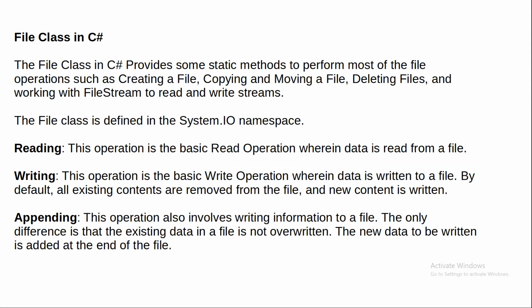So similar to the stream reader class and stream writer class, we have one more class called the file class. This is the heavily used class nowadays. It contains several static methods to do all kinds of file operations: reading, writing, deleting, appending. And again, this file class is in the system.io namespace.